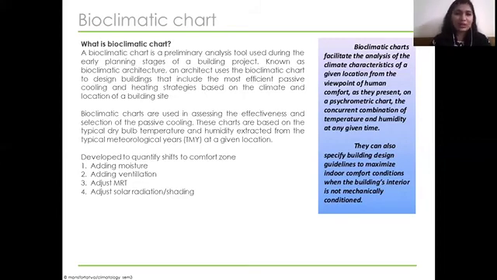These charts are based on the typical dry bulb temperature and humidity extracted from typical meteorological years, TMY. So typical meteorological years means, when we collected the climatic data, we said, why collect only one year's data? There is data available for hundreds of years. Okay, so the behavior pattern of any climate over the last 50 years is what we call the climate of that location. Otherwise, if it is seasonal or for a short duration, we call it weather.